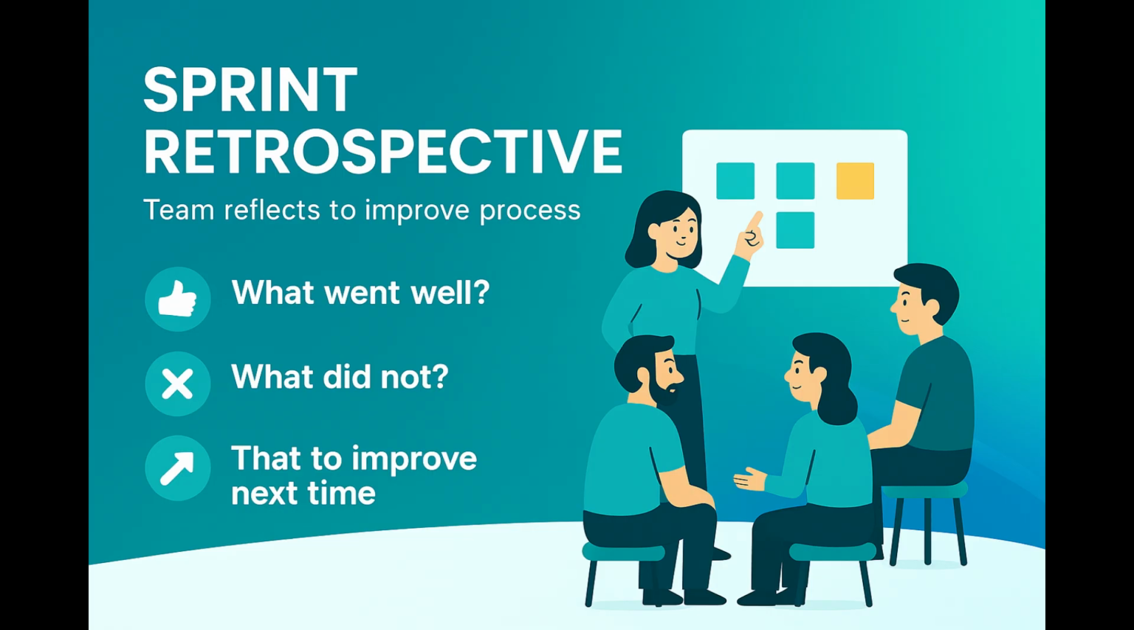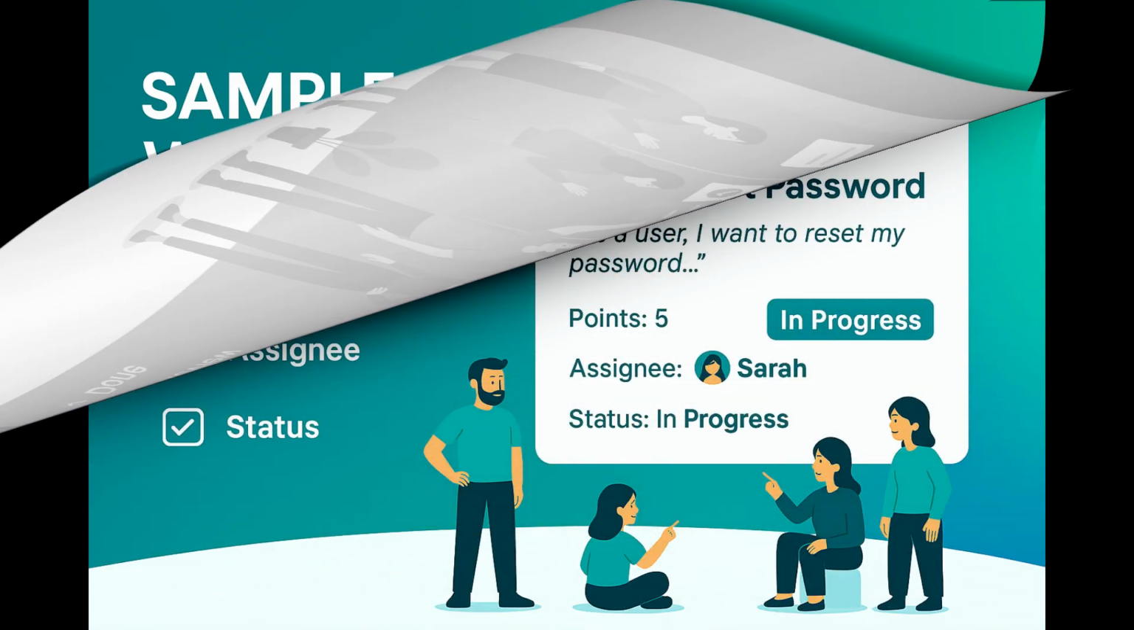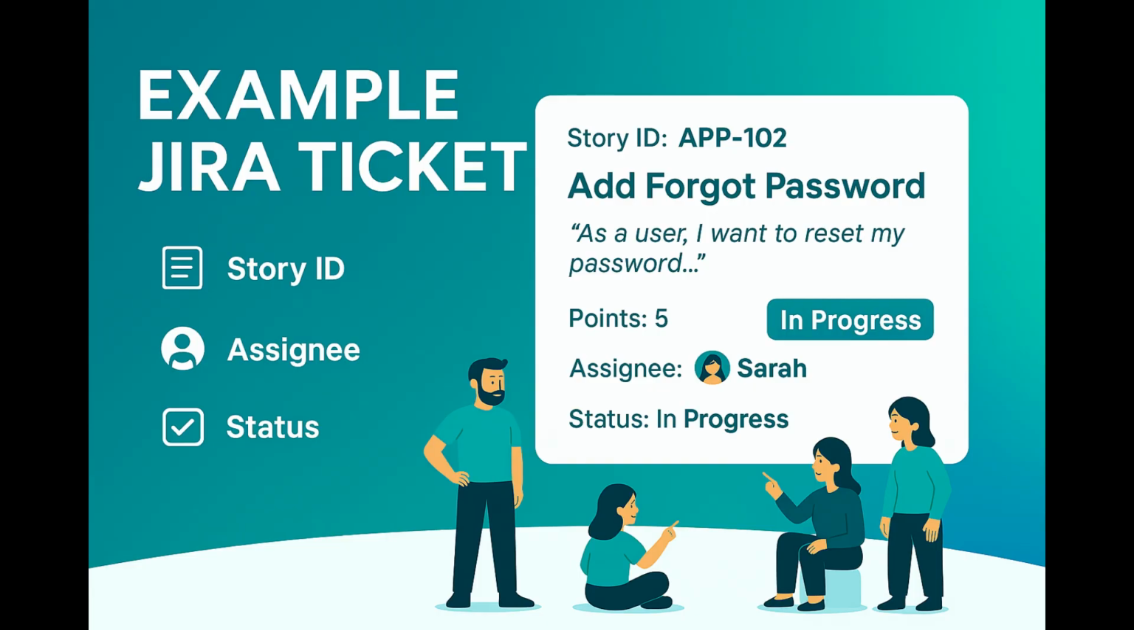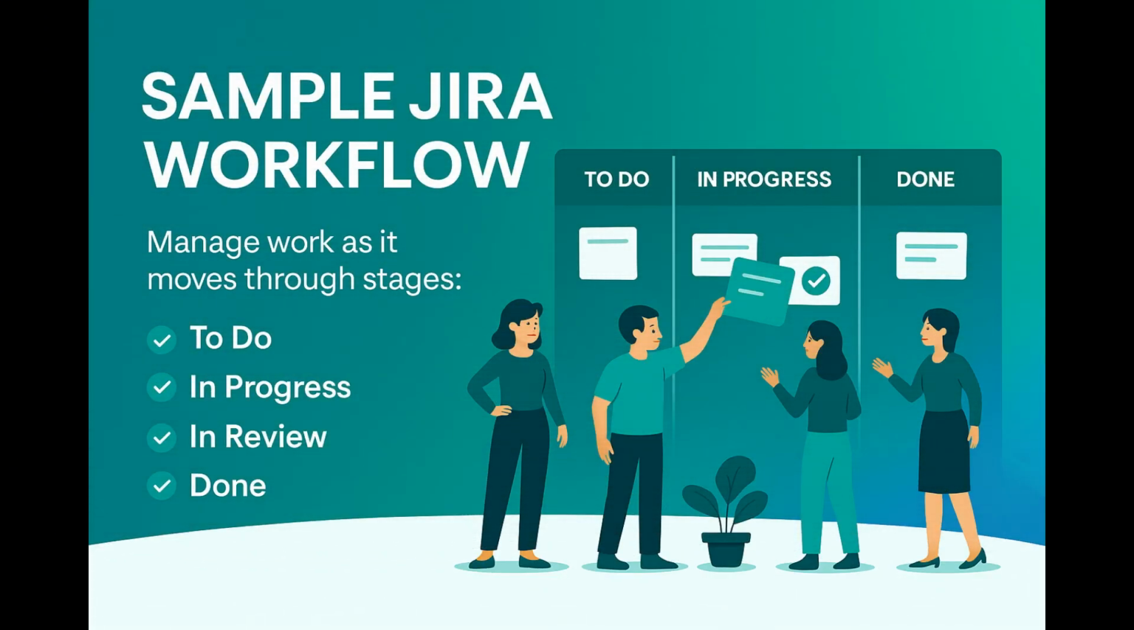To keep everything organized, many Agile teams use a tool like Jira. Jira helps teams track work using digital boards that show the progress of each task. A typical Jira workflow looks like this: to do, in progress, in review, done. A Jira story might look like this: story ID, PP102. Title, add forgot password. Story, as a user, I want to reset my password so I can log in again. Status, in progress. Points, 5. Assignee, Sarah.